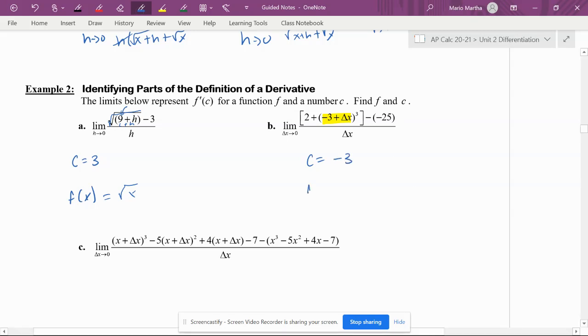So in this case, c is 3. F of x would be what? What do you guys think? So here, if you notice, the highlighted part is what was substituted in. So that would be my c plus h, or in this case, c plus delta x, right? So here you have 2 and then x cubed. So 2 plus x to the third.